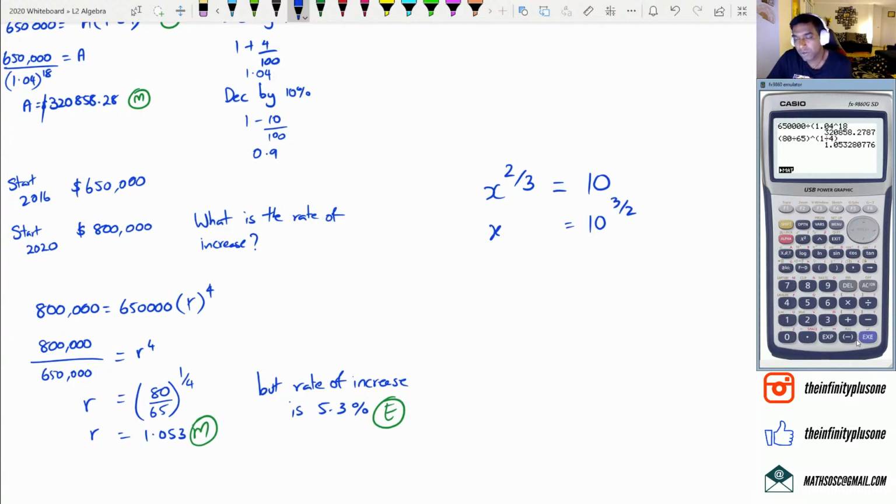So, you don't really need to use logs in this case because you've got r to the power of 4. So when we do the inverse of that, we're just going to put whatever is on the other side to the power of 1/4.